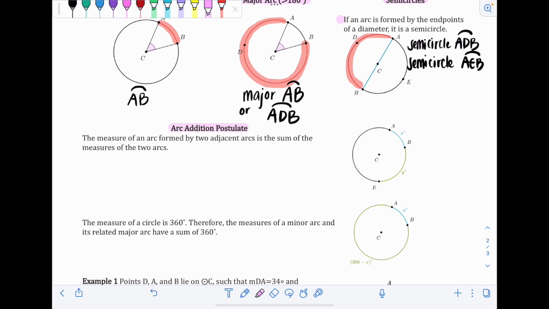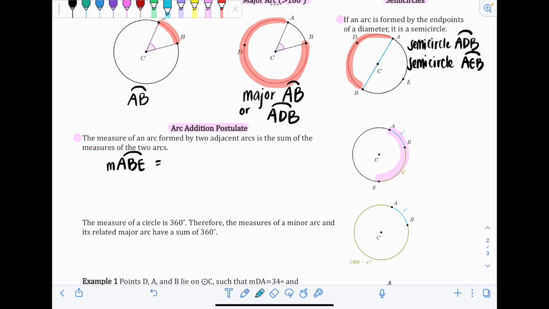So the arc addition postulate: the measure of an arc formed by two adjacent arcs is the sum of the measures of the two arcs. Adjacent just means next to each other. So for this one, let's say I have the measure, which is that little m, read as measure, of arc ABE, which is from here to here to here. So it's kind of like two arcs put together. It's going to be the sum of the two individual arcs.